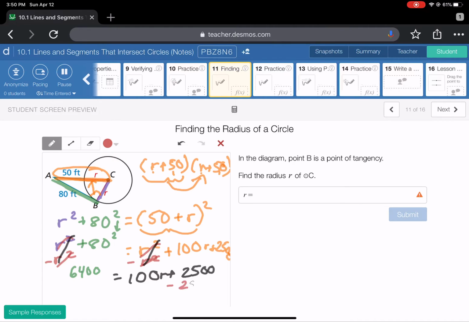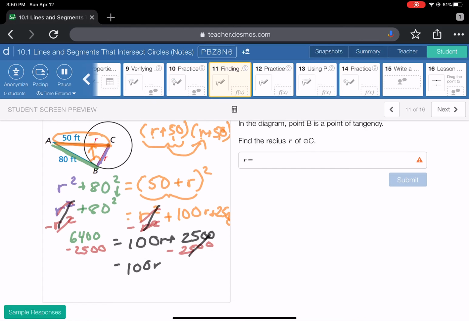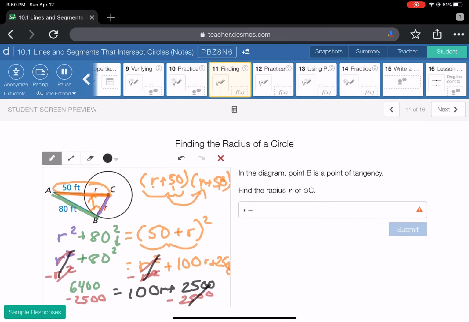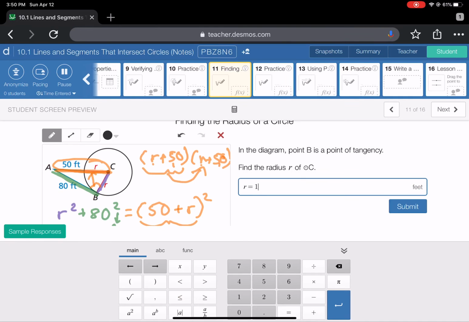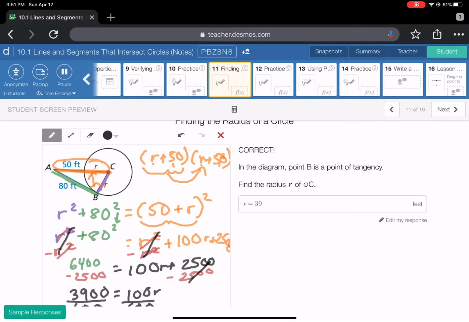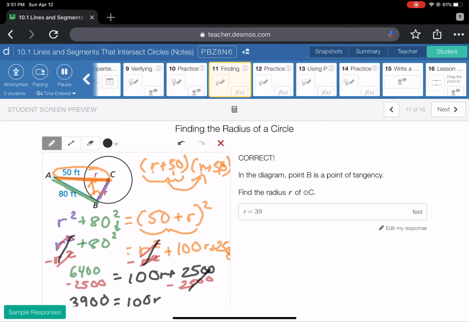So now subtract 2,500 from both sides. I'm going to bring down my 100r equals, and then I subtract 2,500 from 6,400 to get 3,900. Divide by 100. Okay, and then that means that r is equal to 39, and that is our radius, what we are looking for. Okay, r is equal to 39 feet. And that is correct.